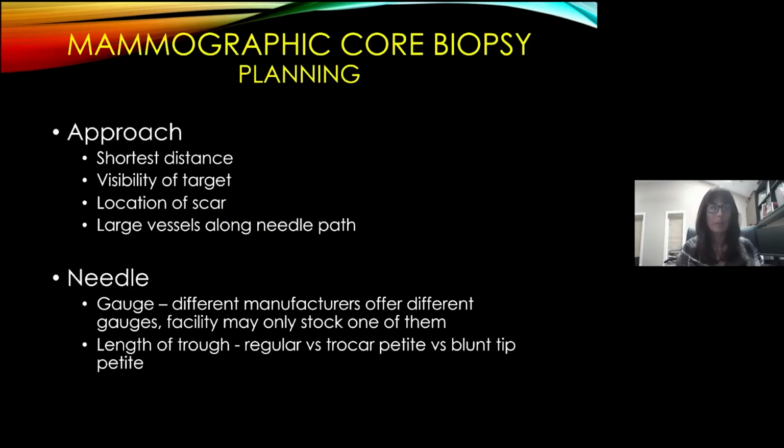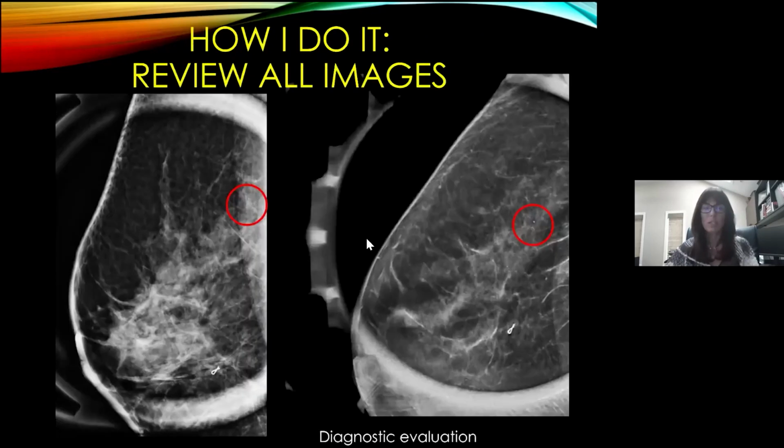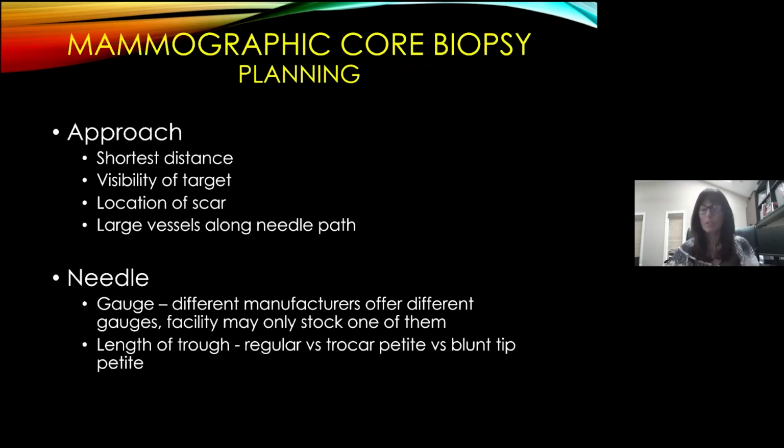Part of planning for a procedure is to determine which approach. In this particular patient, the calcifications are in the upper outer quadrant. This on the right is a CC magnification view, and on the left, an ML magnification view. So these are closest to the lateral skin. And we usually choose the shortest distance for the approach. However, there are times where we may modify the approach.